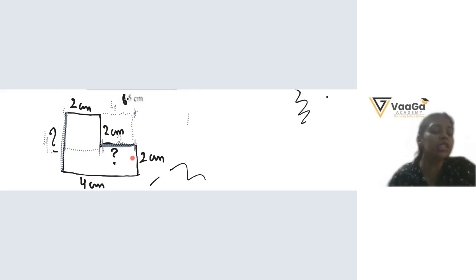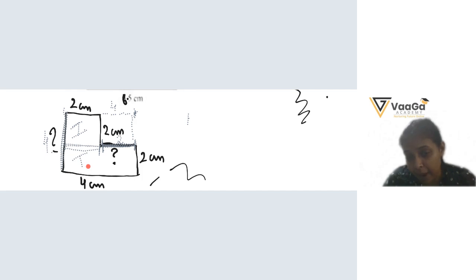And what about the area? We can also calculate the area for the shape. Yes or no? How do we calculate the area? It is neither a perfect square nor a perfect rectangle. But if I cut the shape into 2 parts, this will be my first part and this will be my second part. Now I have one square and one rectangle.